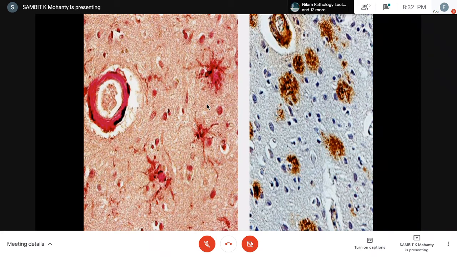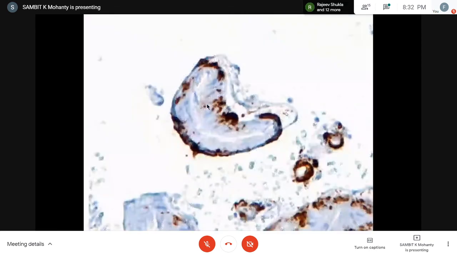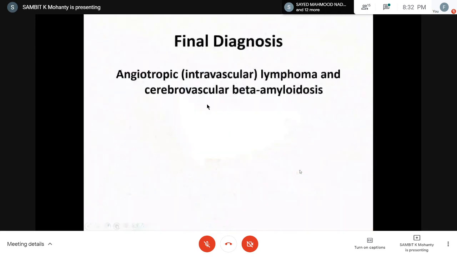These are amyloid plaques, and this is congophilic substance which is deposited next to the vessel, and these are all beta amyloid stains. So this patient also had amyloid-like material surrounding the vessel. So it's an angiotropic lymphoma with cerebrovascular amyloidosis.